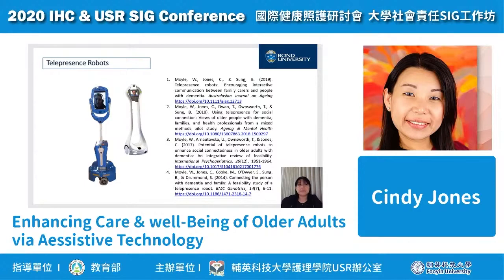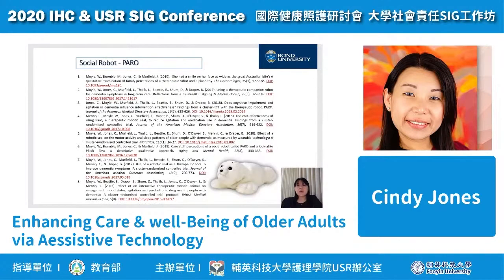Okay. So besides the telepresence robot, the other type of robots is social or companion robots, or even social companion robots. We've done a lot of research in social robots and mainly on Paro, which is the robotic seal you can see on this slide.